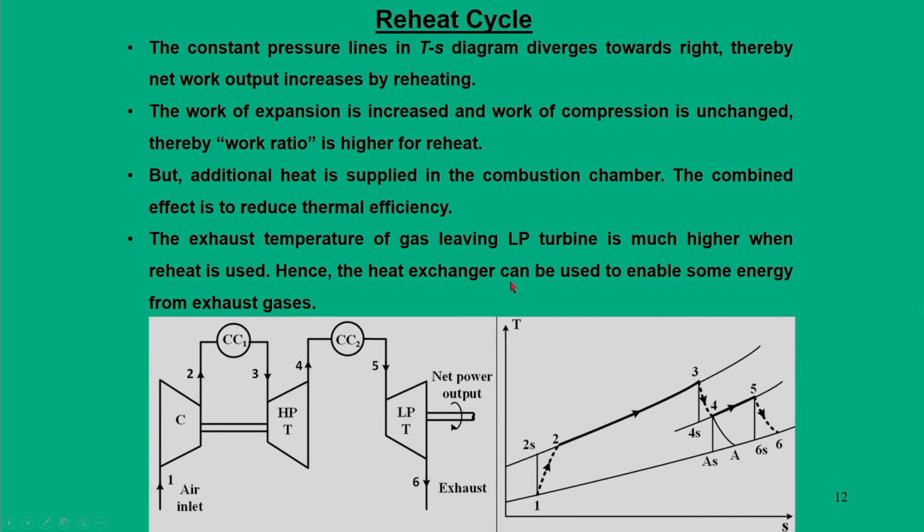And in the process of this reheating, the expansion work is increased, but since the compression work remains the same, the work ratio is always higher. But additional heat is supplied in the combustion chamber, so the combined effect is to reduce the thermal efficiency. The exhaust temperature of the gas leaving the LP turbine is higher when the reheat is used, so a heat exchanger can be used to recover some energy from the exhaust gas.